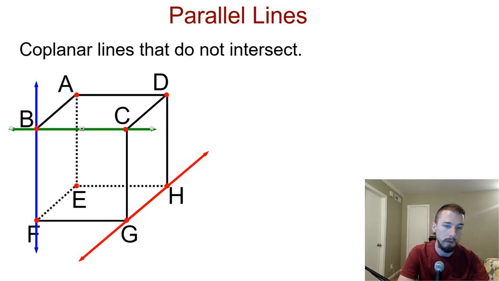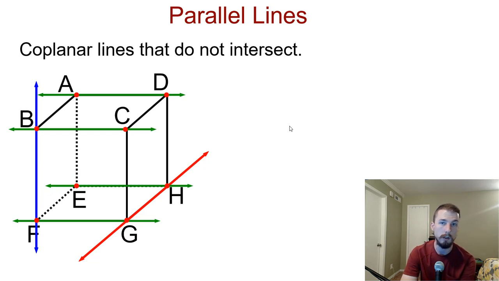But if I move a green one from here back to here, are those two green lines parallel? Yes, because they're on the top surface. They're coplanar, same plane, and they don't intersect. And also, if we move this down here, those green ones would be parallel. And also these green ones here, struggling a little bit. So any one of those two green lines would be parallel.